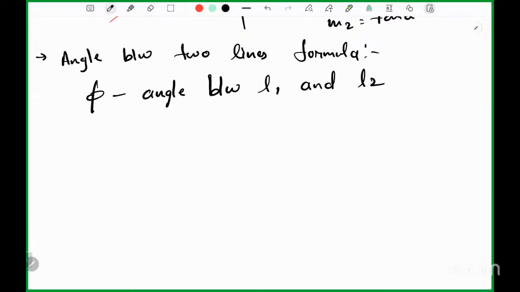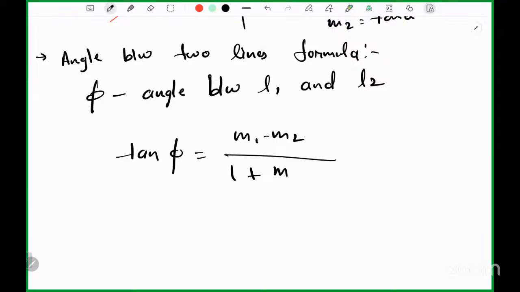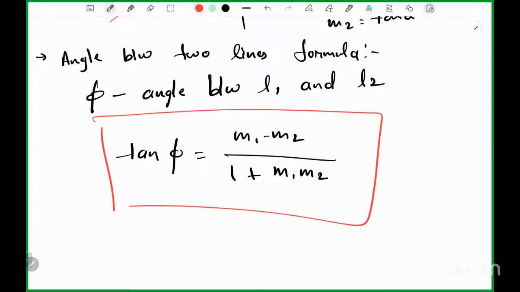For this, we have a compact formula which says that tan of phi is equal to m1 minus m2 upon 1 plus m1 into m2. You can also derive this using the same logic. It's a simple proof where you have to use the formula for tan of a plus b. But you should remember the formula for finding the angle between any two lines: tan of phi is equal to m1 minus m2 upon 1 plus m1 into m2.